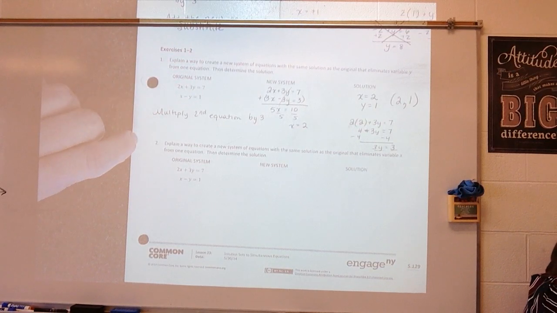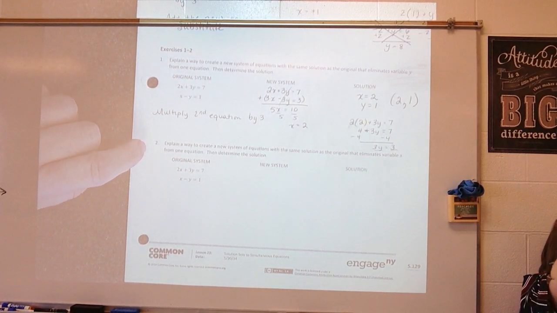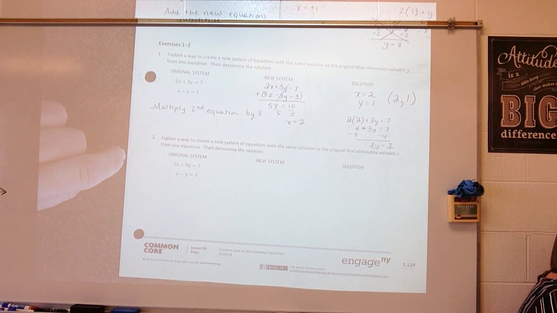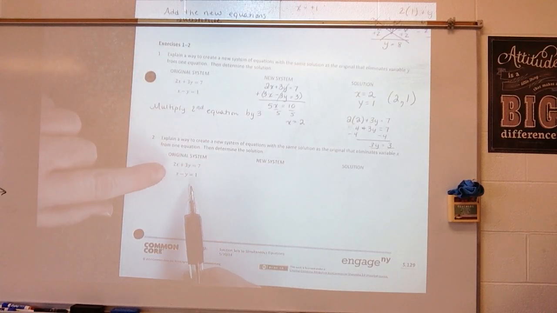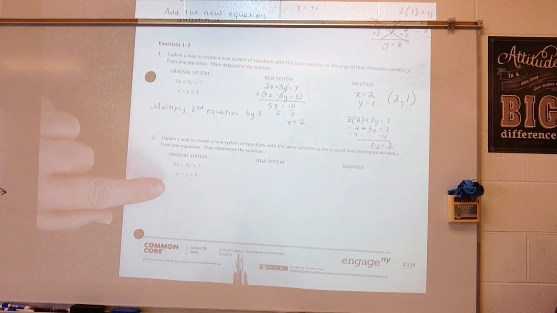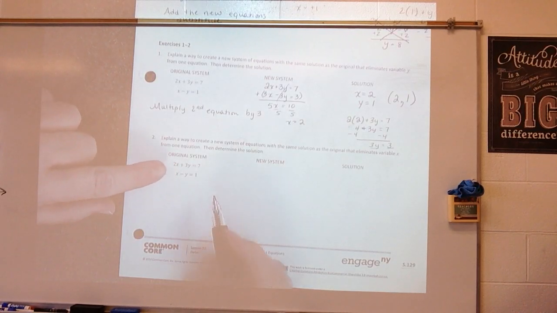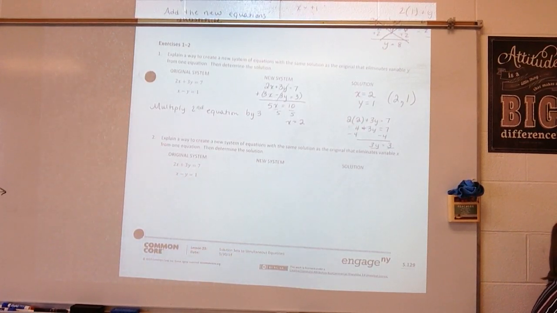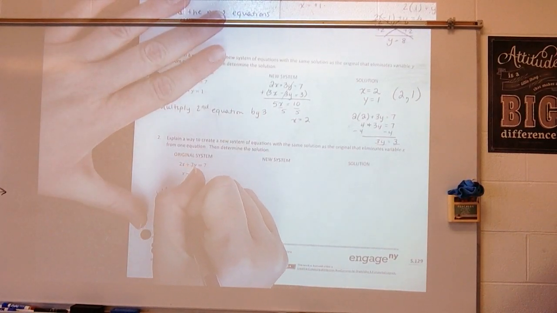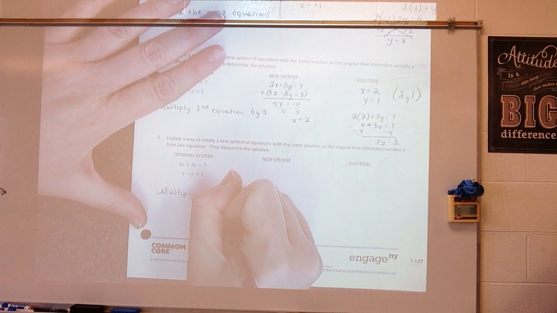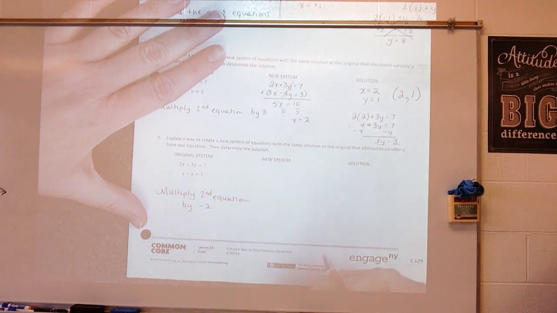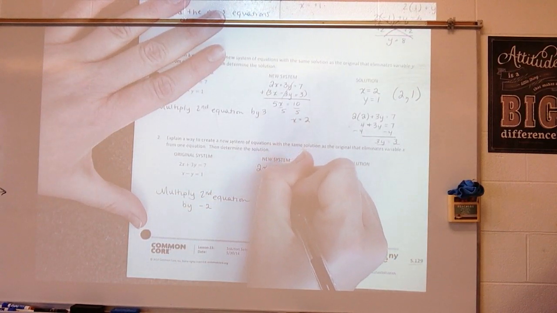All right, explain a way to create a new system with the same solution, eliminating the x variable from one equation. So I can eliminate the x instead of the y. So let's look at this. I've got 2x here. I want to get rid of this x here. So in this case, because they're both positive, I need to multiply this by a negative. Because when I add them together, I want them to cancel out. So I'm going to multiply the second equation by negative 2. So my new system will be 2x plus 3y is equal to 7.